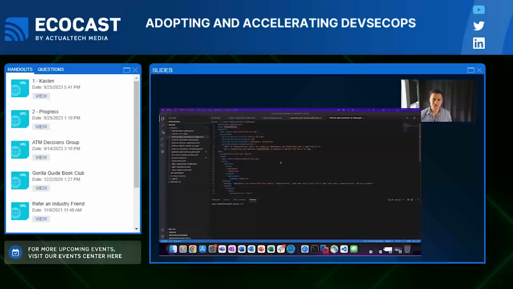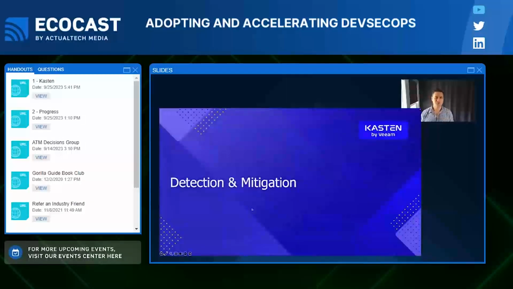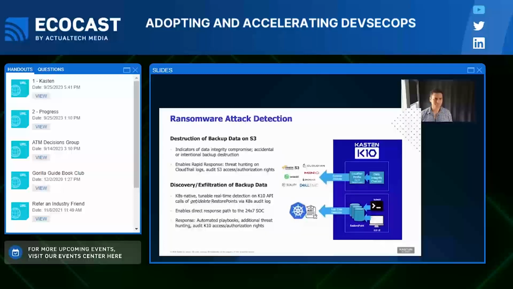Nice shot here of our cluster policy using Kyverno. Again, there's a really good blog post if you go to kasten.io that outlines how you can do this with Kyverno policies. In this demo, we're going to use Kyverno again.